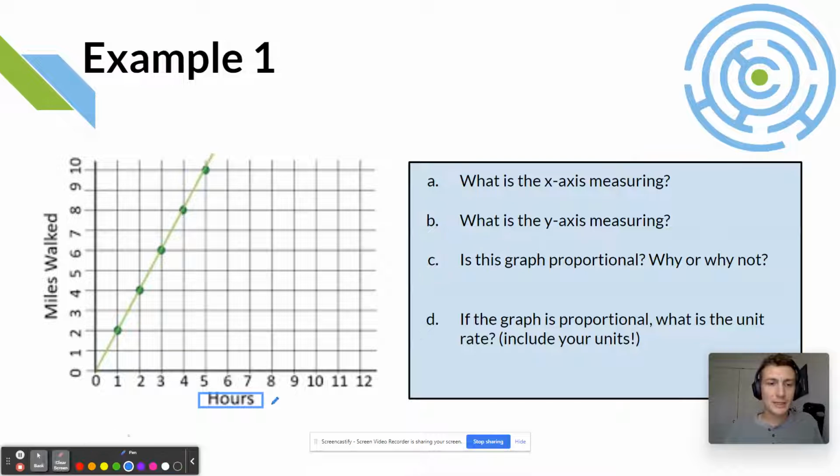Hours is directly connected to the x-axis. And miles walked is directly connected to the y-axis.